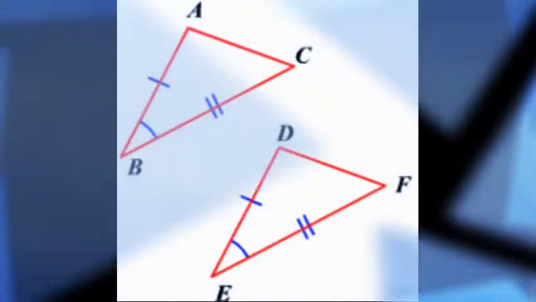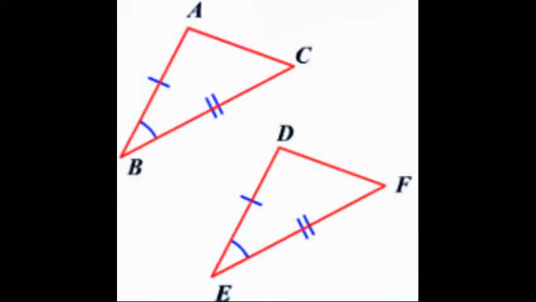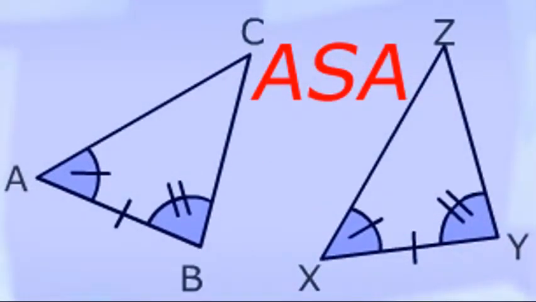Side, angle, side, or SAS, means that 2 sides and an angle of one triangle are congruent to those of another triangle. This postulate only works if the angle is between the 2 sides. Angle side angle, or ASA, means that 2 angles and an included side are congruent to another. However, this is only the case when the side is between the 2 angles.